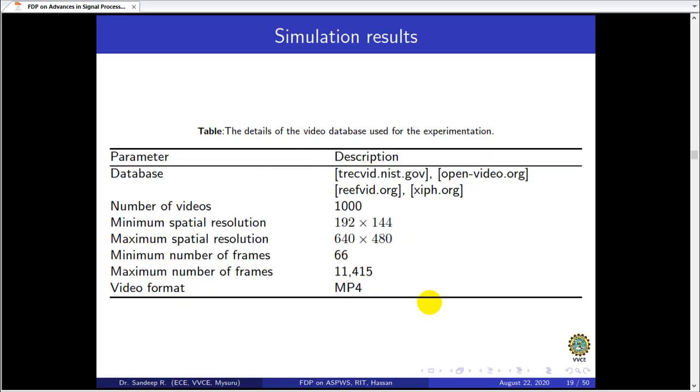Okay, so these are the details of the database that we used. We generated the database from TRECVID, Open Video, Refeed, and XIPH. The number of videos is 1000. The minimum spatial resolution is 192 by 144. Maximum spatial resolution is 640 by 480. Minimum number of frames is 66. Maximum number of frames is 11,415, and the video format was MP4.